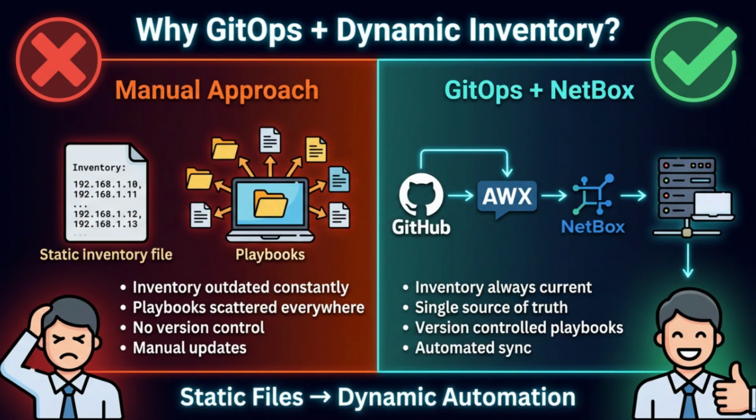On the right, GitOps with Netbox. Netbox becomes your single source of truth. Playbooks are version controlled in GitHub. AWS automatically syncs everything. And your inventory is always current, pulled live via API. This is the transformation we are building: static files to real-time, dynamic automation. So that's why this approach matters.